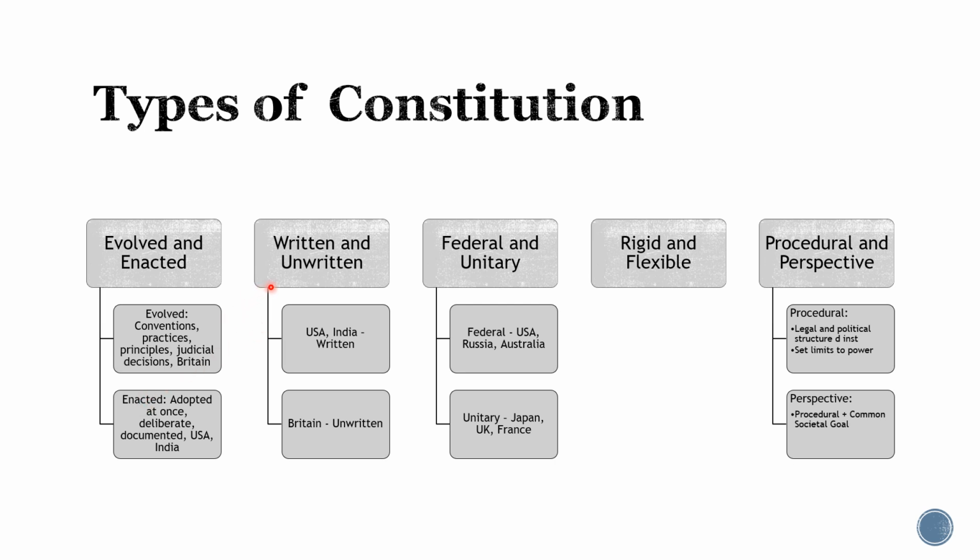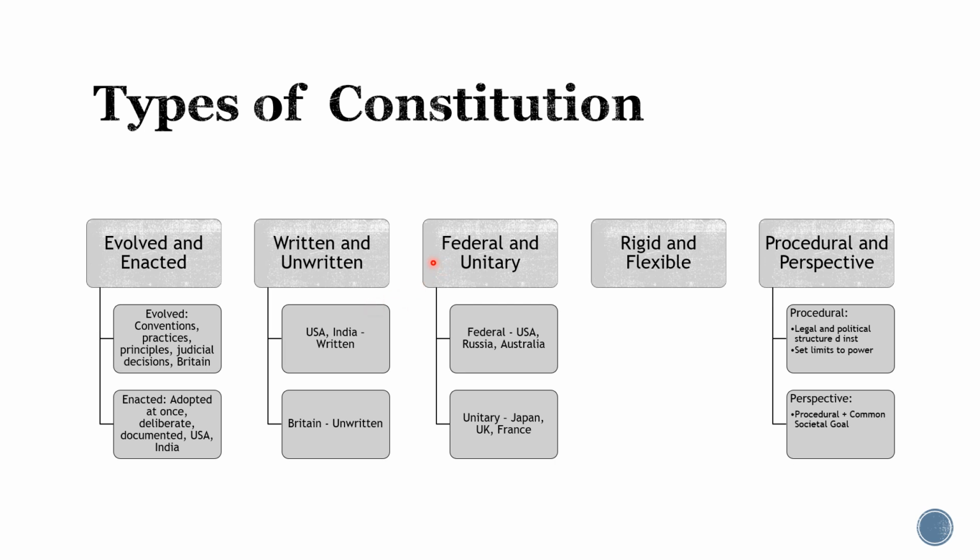In a written versus unwritten constitution, you could go along the same lines as evolved versus enacted. In an unwritten constitution, it is a series of things over the history of the country that act as the constitution of the country. It could be a book or a document, a judicial decision, a series of documents. All of those act as the constitution. An example again being Britain, which has an unwritten constitution. Then there is a written constitution which is adopted at once, which is India and US, and it is all written at one place.